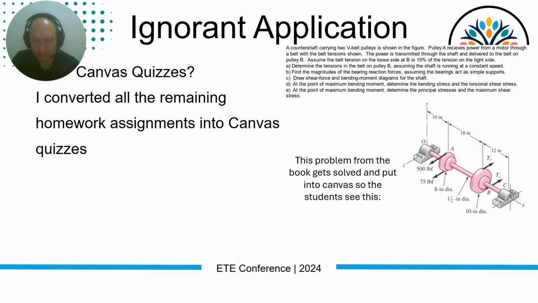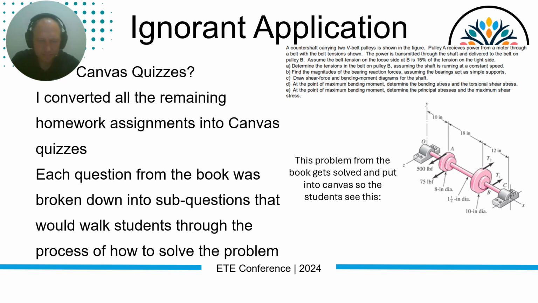And so I've got this problem for one of my first few assignments. Got this counter shaft with a pulley. Force goes in, force goes out, we get torque. But this problem gets solved, and put into Canvas. So each question from the book gets broken down to sub-questions that would walk students through one of the possible ways to solve the problem.